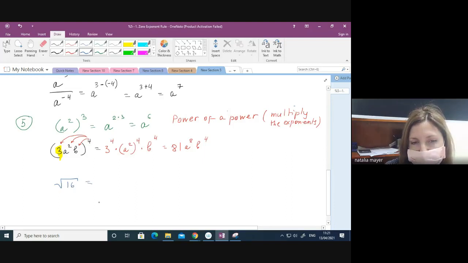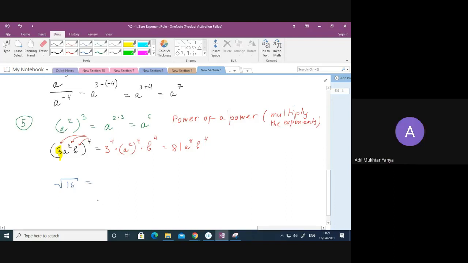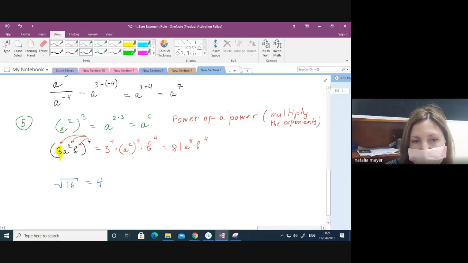And what is square root of 16? 4, okay? Which number raised to the power of 2 gives us 16. Now, square root of 16 is exactly the same thing as 16 to the power of 1 over 2.